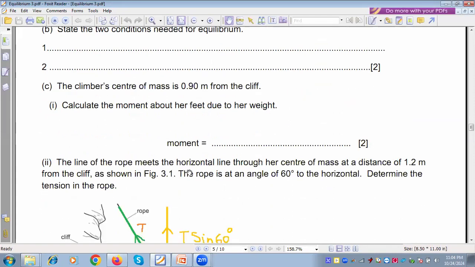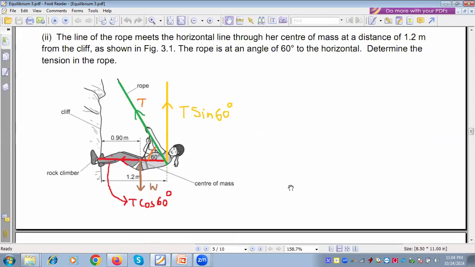The line of rope meets the horizontal. This is done. The rope is at an angle of 60 degree to the horizontal. Determine the tension in the rope. So here the figure is drawn for you, and working is also done. So this is T, and because T is not making 90 degree with this distance 1.2, we have to take the component of T which is perpendicular to the distance.